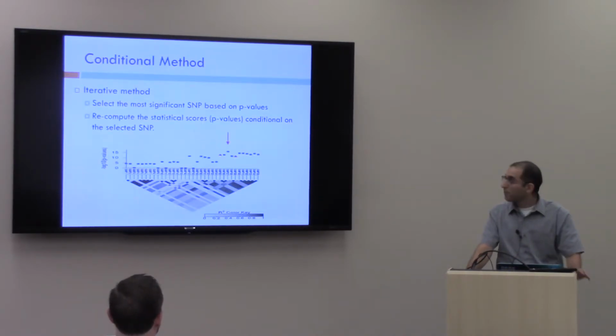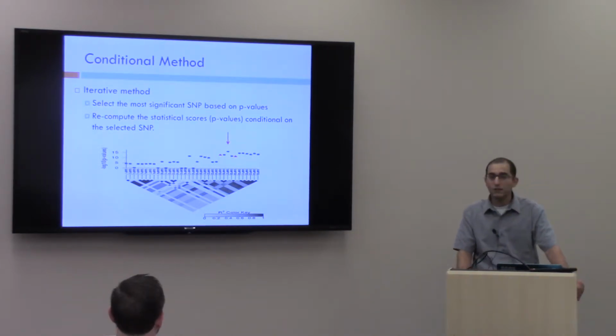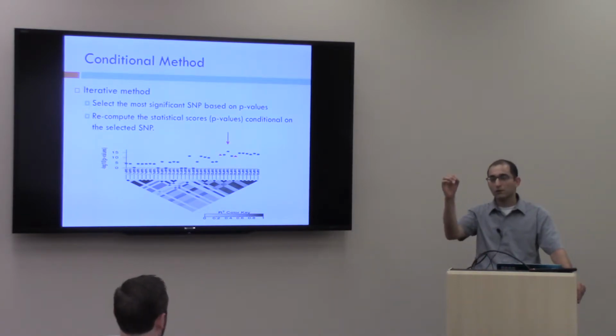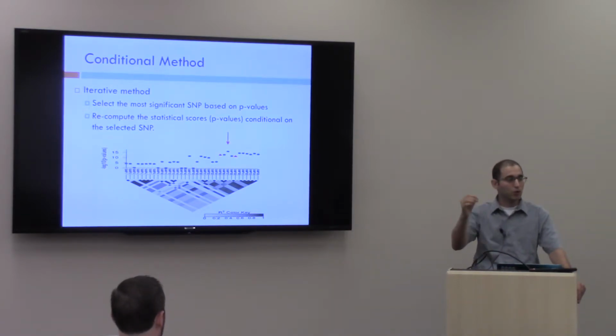The second method, which is very elegant, is usually referred to as the conditional method. It's an iterative method. In each step, you pick the most significant SNP as causal, and then you recompute the marginal statistics of all the other SNPs, given that that SNP is causal. And you keep doing this until the significance scores of all the variants fall below a significance threshold.